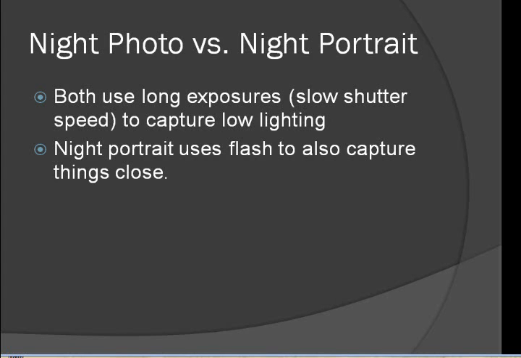Another example might be a fair where you have rides that are all lit up at night, and so you might have a long shutter speed to capture the fair in the background, and then a flash of light to capture the individual in the foreground.